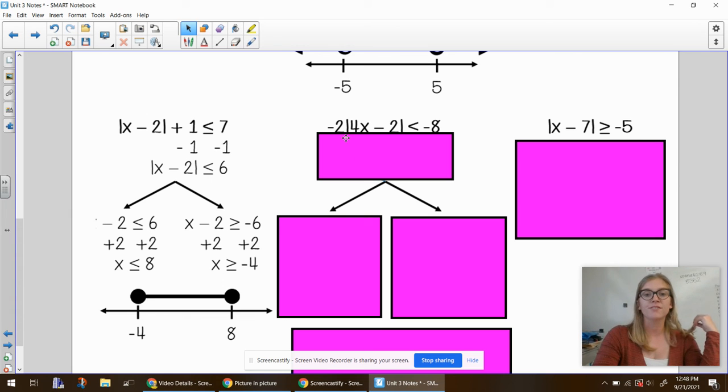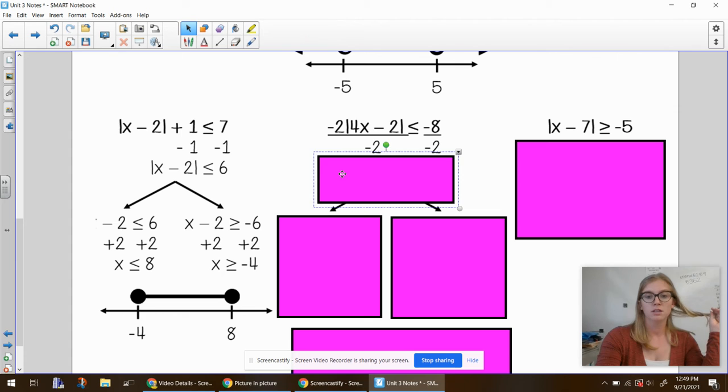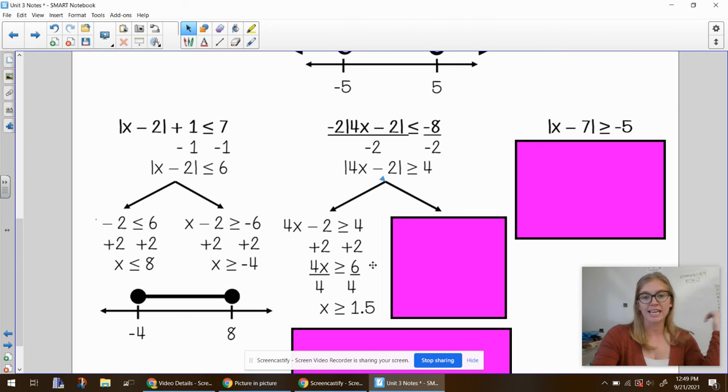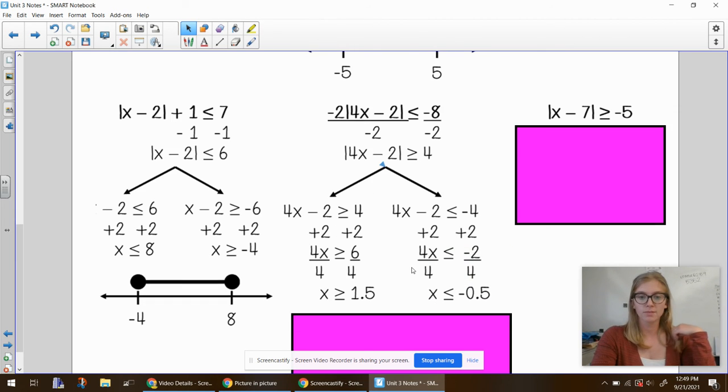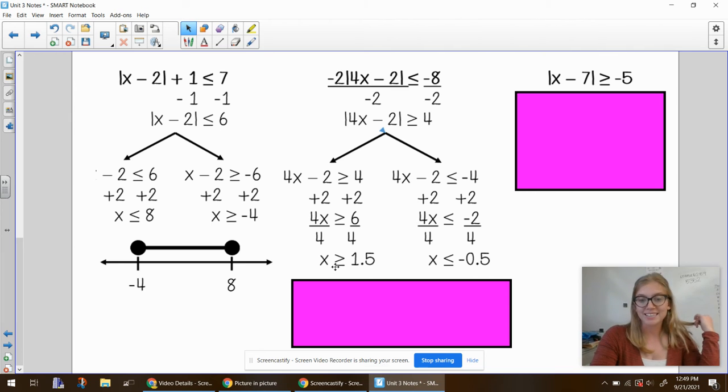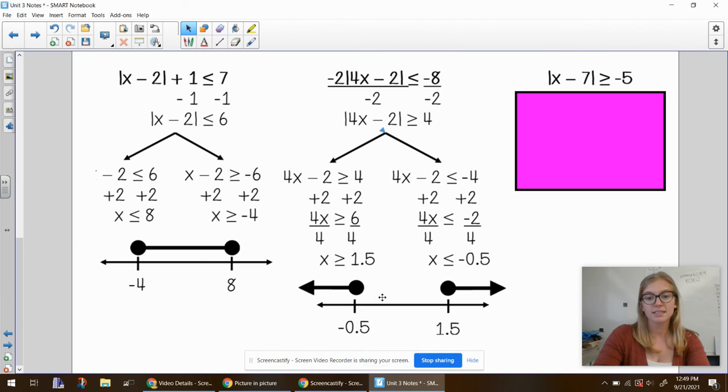2 more. I'm going to divide both sides of my inequality symbol by negative 2. I'm going to make 2 equations and solve. So I have x is greater than or equal to 1.5. X is less than or equal to negative 0.5. Notice that I have my positive value, my negative value, and I switched my inequality sign. I'm going to graph these, and I have an OR inequality, so less than negative 0.5, greater than 1.5.